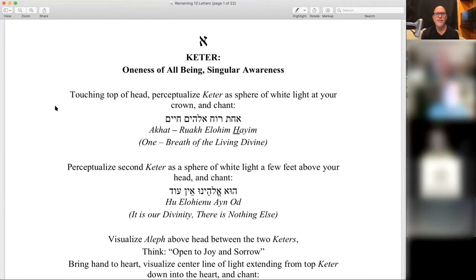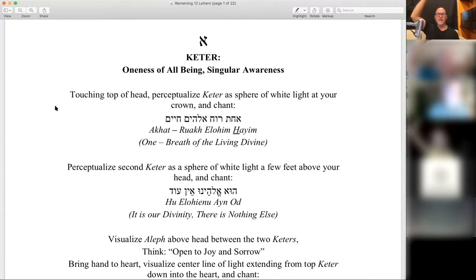Bringing awareness to the crown of your head, the sphere of Keter as a brilliant white light, bringing to mind the oneness of reality, one existence, one reality. Nothing is separate from that. Achat. Achat Ruach Elohim Chaim. And projecting the second sphere of Keter above your head a few feet. Brilliant sphere of light, larger than the first one.